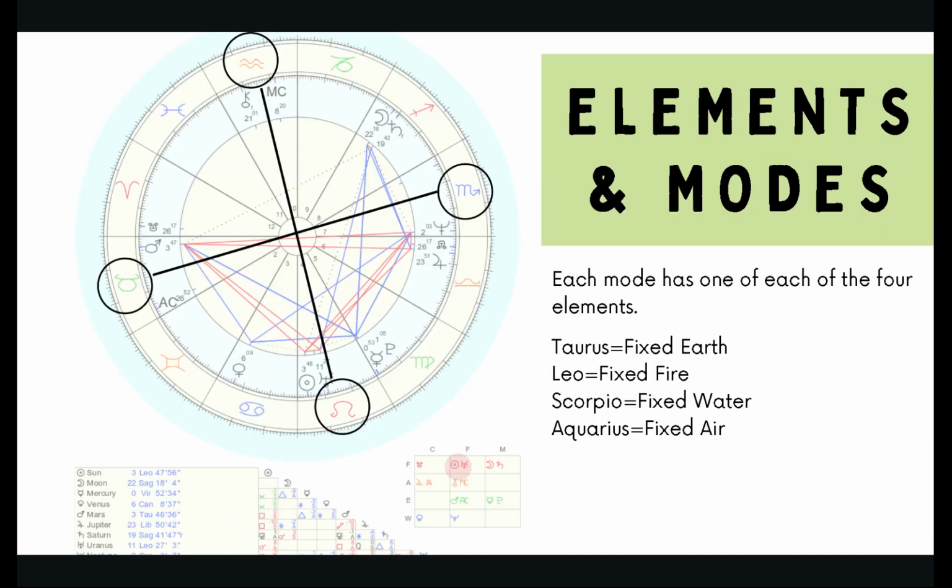Each mode has each of the elements. So you've got Taurus, and it's fixed earth. Then you've got Leo, fixed fire. Then you've got Scorpio, fixed water, and Aquarius, fixed air. So there's that cross we were talking about, but we can see the colors, right? We know it's all fixed energy. It's in the cross, but we know that the different elements are going to change the energy.